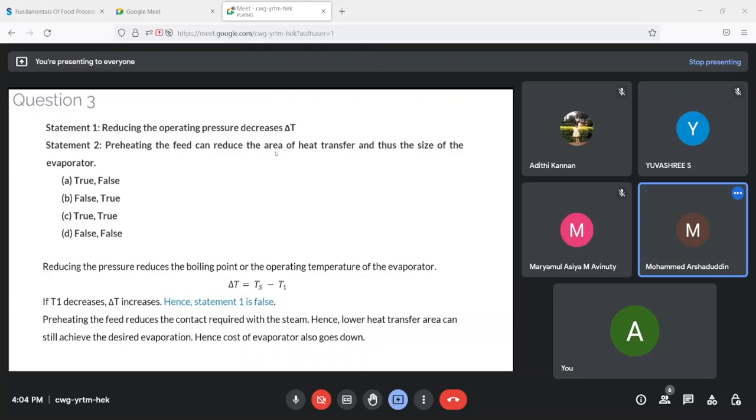So if you reduce the area of the heat transfer, you can build a much smaller evaporator and hence the cost of the evaporator also goes down. So are these two statements clear? Any doubts? So the answer to this question is option B.